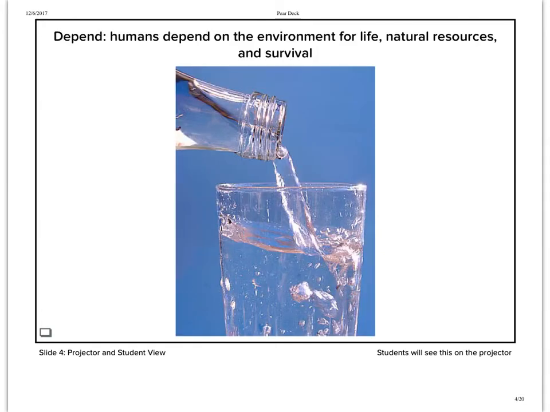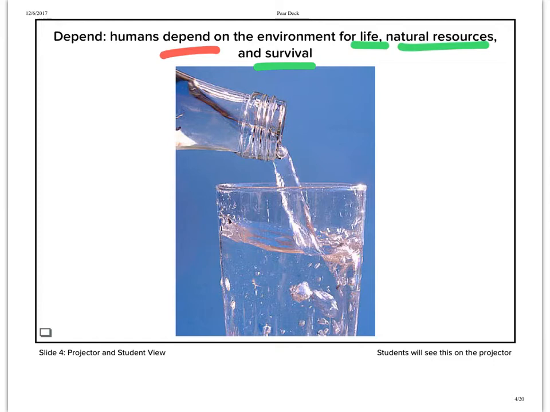Okay, so the first level of human behavior or human interaction with the environment is depending, or depend. Humans depend on the environment for life, natural resources, and survival. I think that's something that should make sense. We depend, there we go. Humans depend on the environment for life, natural resources, and survival.